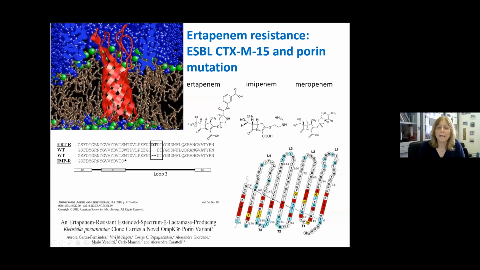And then other mutants were observed, in which the porin was completely eliminated by a premature stop codon, and these were resistant to ertapenem, imipenem, meropenem, all the carbapenems at once.